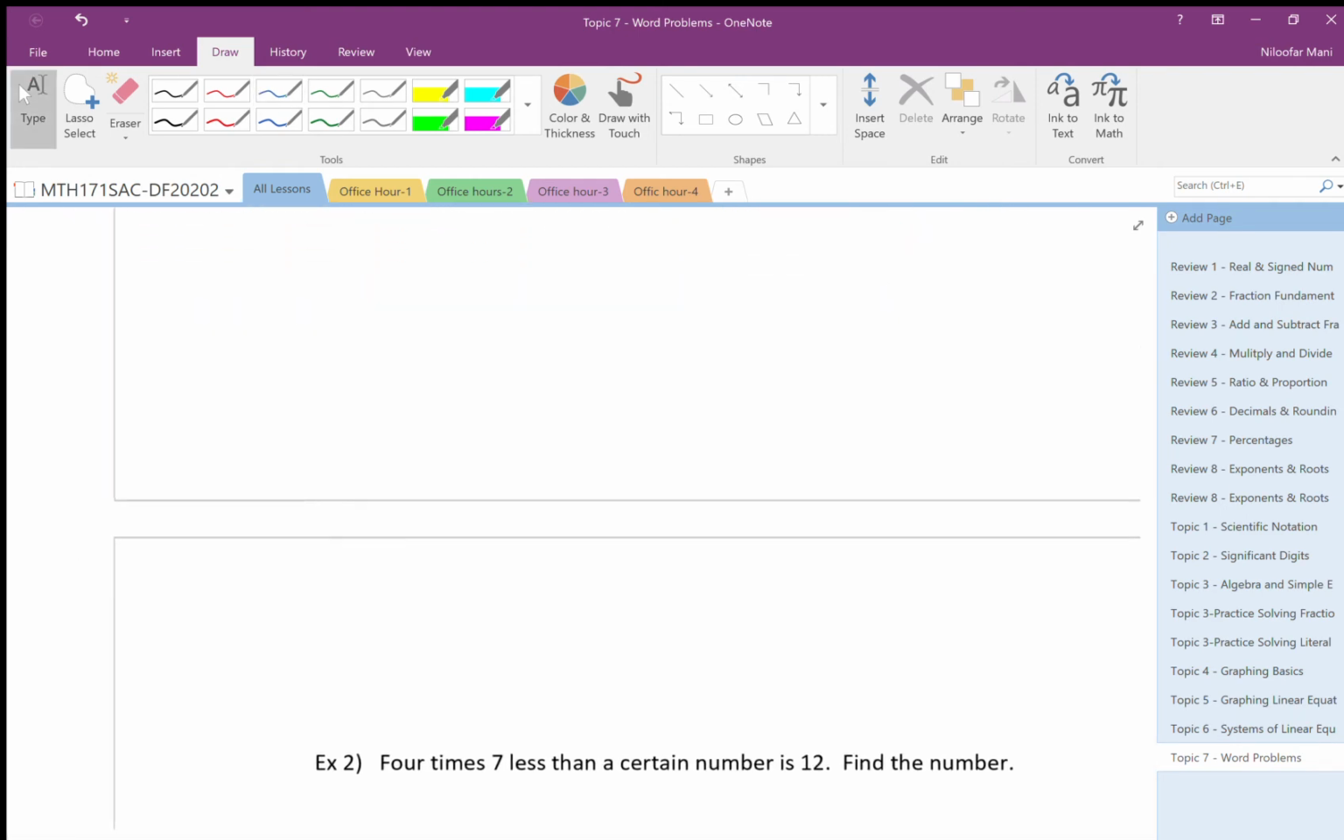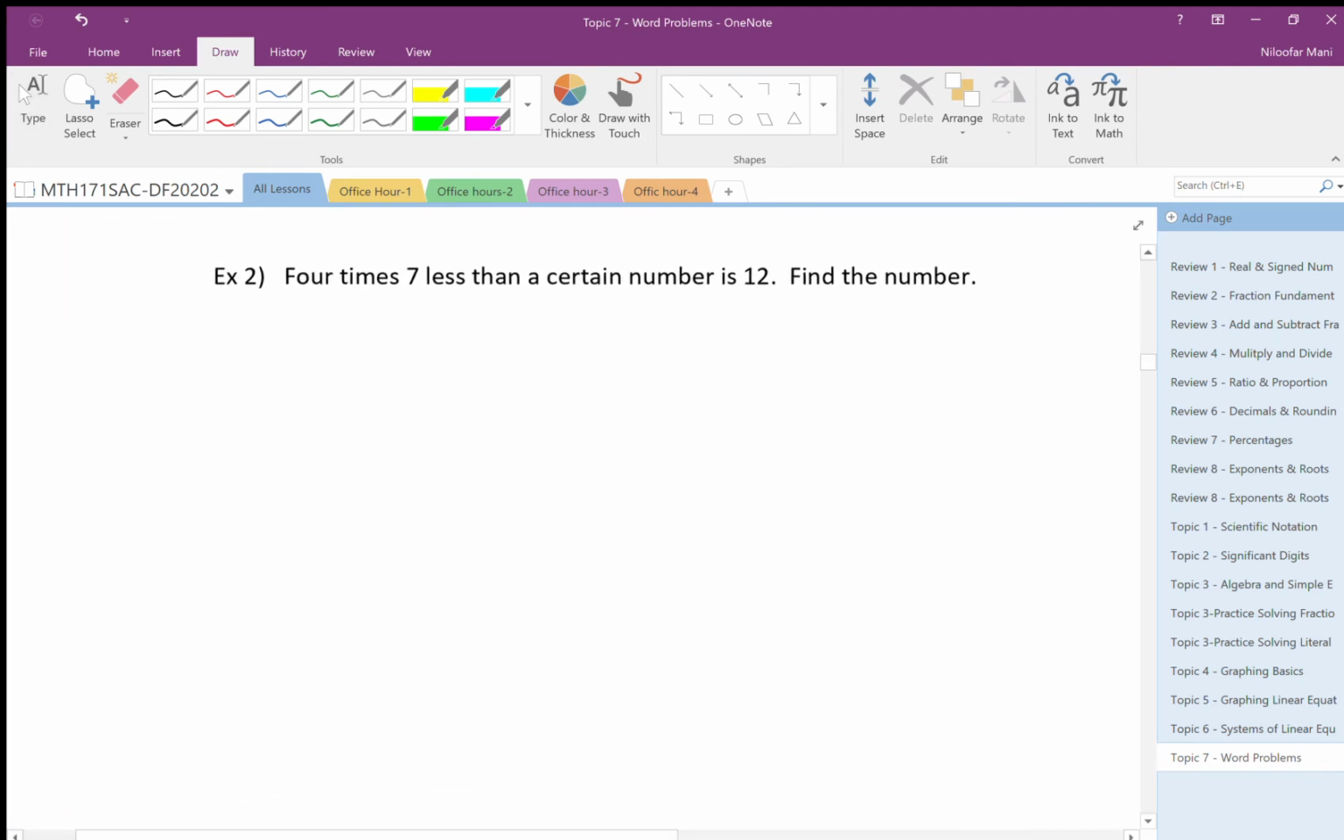So how about the next one? What do you do here? So okay, 4 times 7 less than a certain number. 7 less than 8 is 1. 7 less than 17 is 10. Don't use this because of less than. 4 times 7 less than a certain number is 12. Find the number. So you have to first define. You read the question, you understand the type, you are looking for a number.